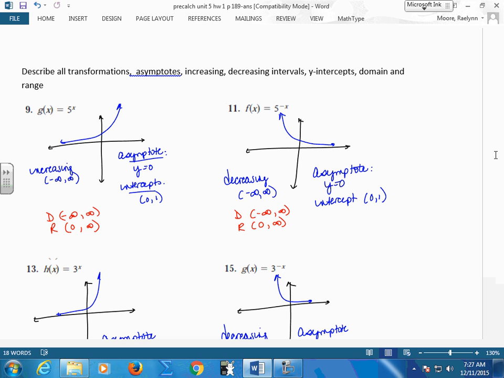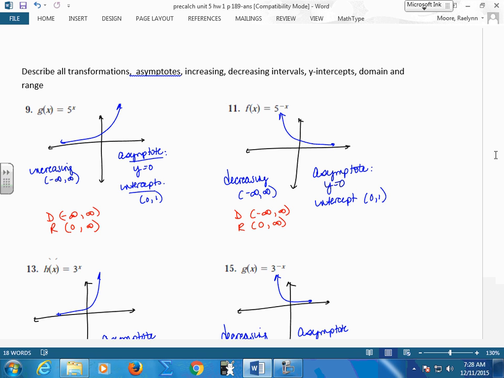So for our purposes, our sketches will look very similar to this. The larger the base, the closer it rides to the y-axis. But the most important parts are your asymptote, your y equals, your intercept, your 0, 1, and domain, all real numbers, and range 0 to infinity without using 0. So they follow the same type of characteristics.